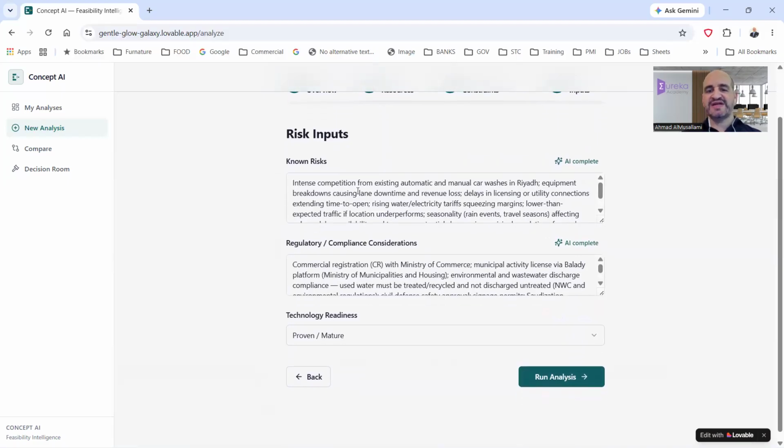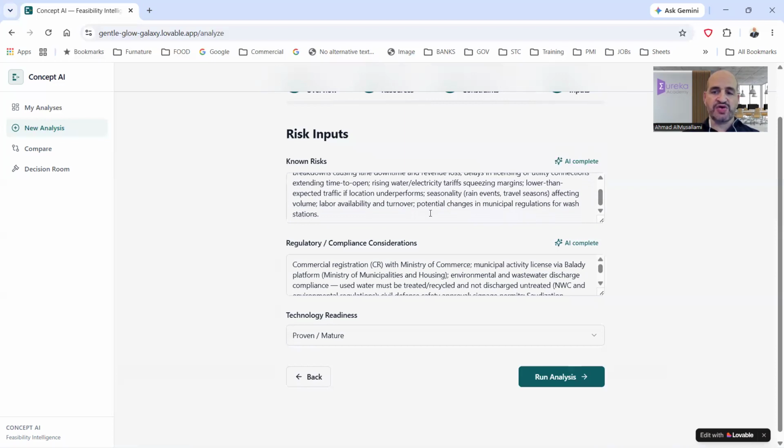Key risks, of course, a huge competition in Riyadh market. We know that. And that's to be taken into consideration with other risks are also highlighted, and we can also add more.